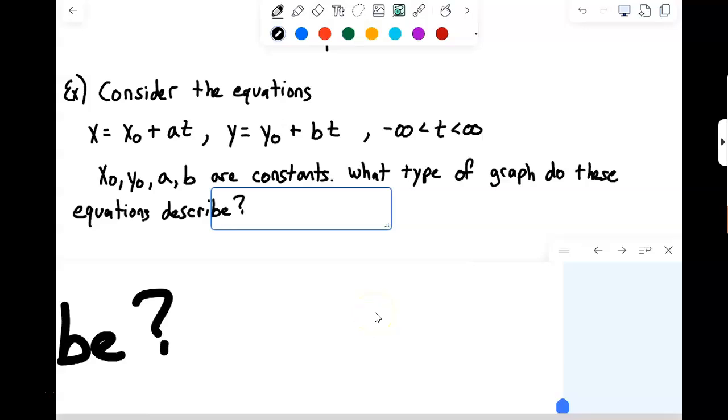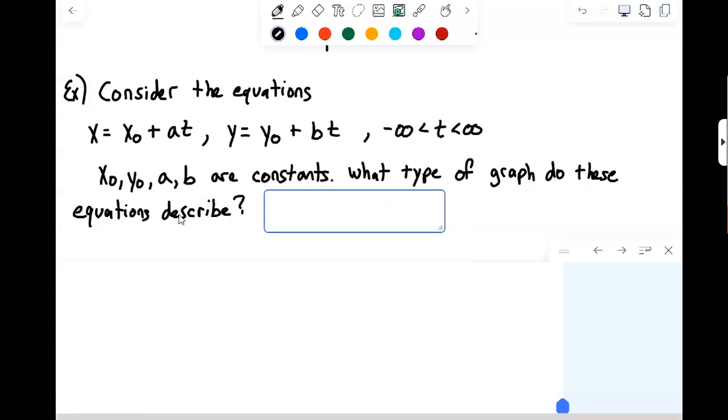All right, so welcome back. So I want to consider the equations x equals x0 plus at, and y equals y0 plus bt. And here we're actually going to allow t to take on all real numbers, where these constants, x0, y0, a, b, are just some numbers. And so if those are just fixed numbers, what type of graph do these equations end up describing? So that's our question here.